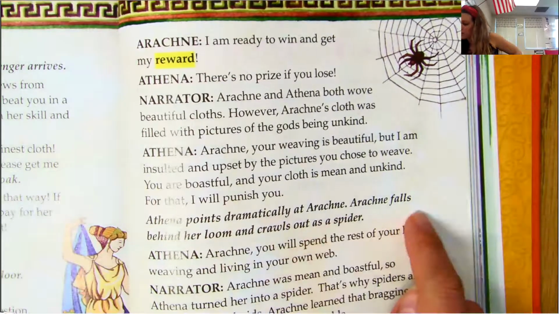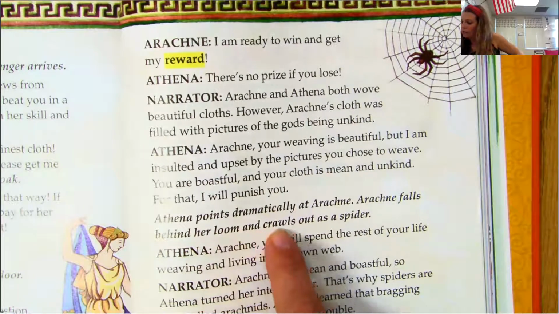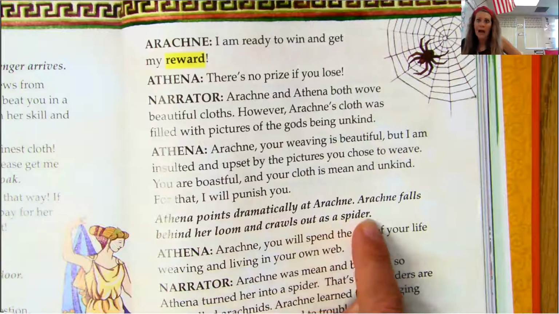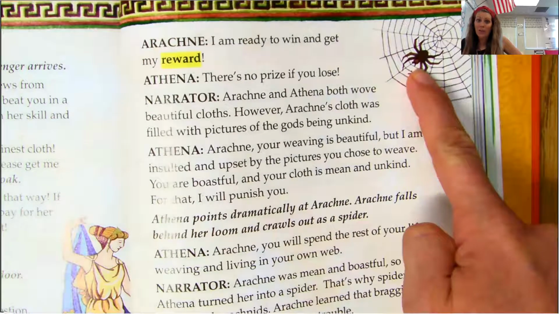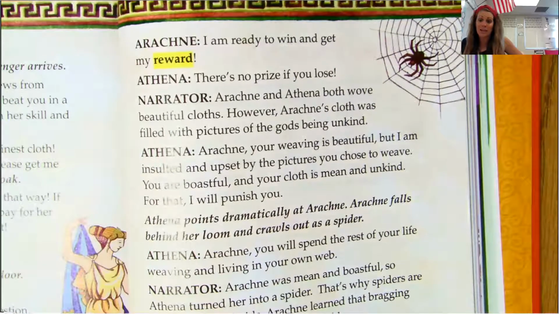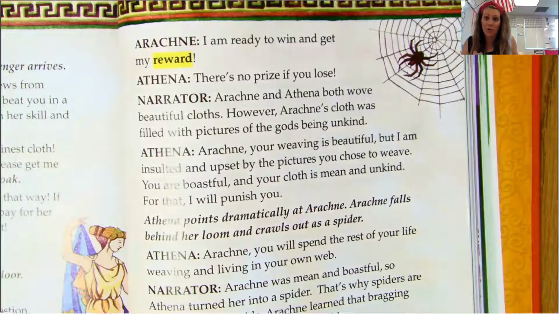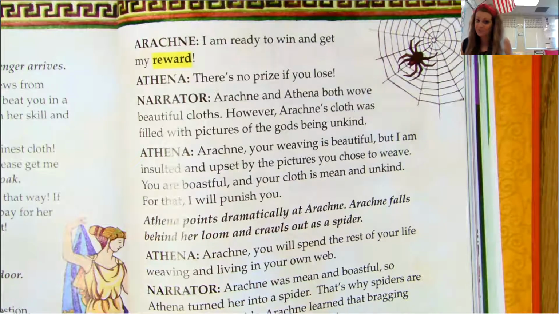Arachne falls behind her loom and crawls out as a what? A spider. So Athena has turned Arachne into a spider. Does this make sense now? Have you ever heard of an arachnid? That means spider.